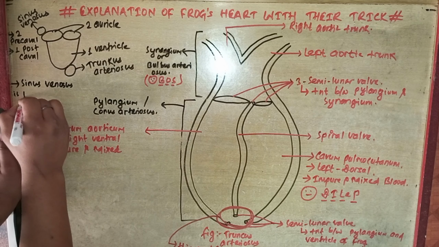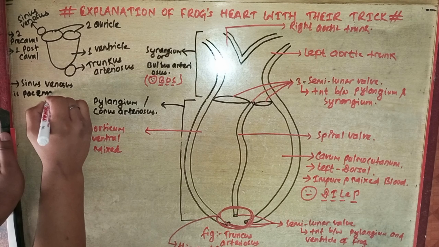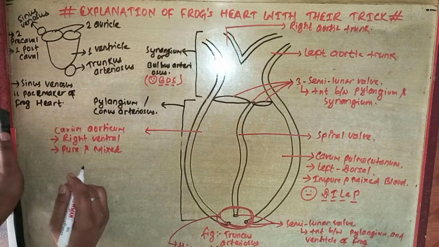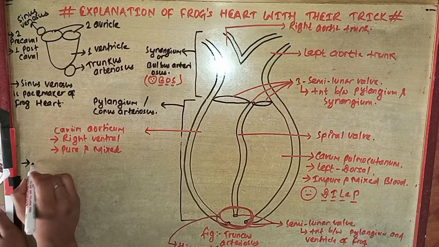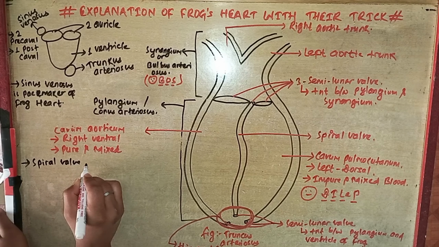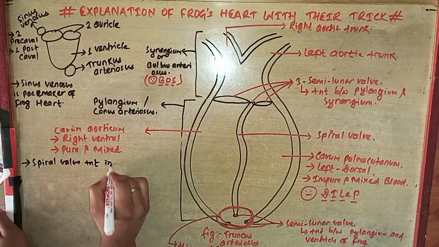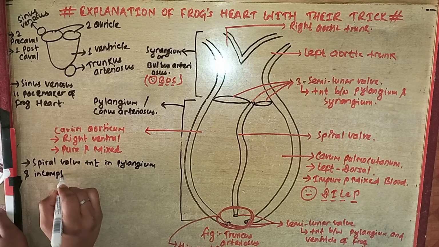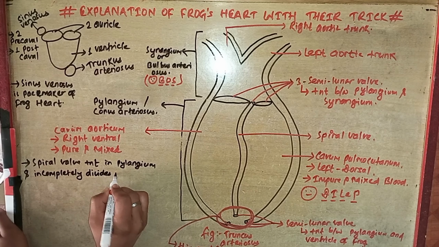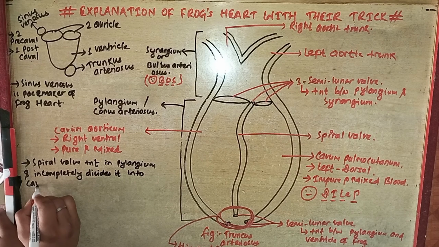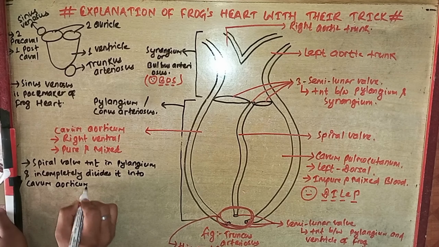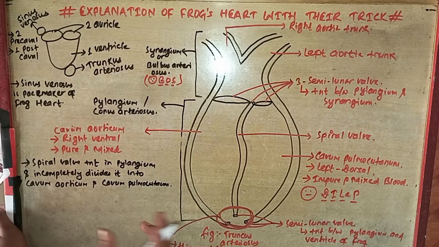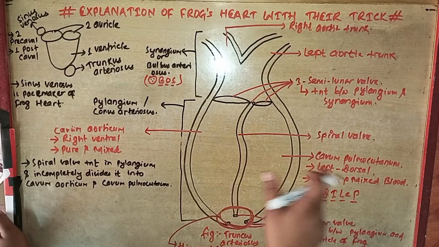Sinus venosus is the pacemaker of frog heart. Second point, the spiral valve is present in phalangium and incompletely divides it into cavum aorticum and cavum pulmocutaneum, which I have explained to you earlier. This phalangium is divided into cavum aorticum and cavum pulmocutaneum by the spiral valve.